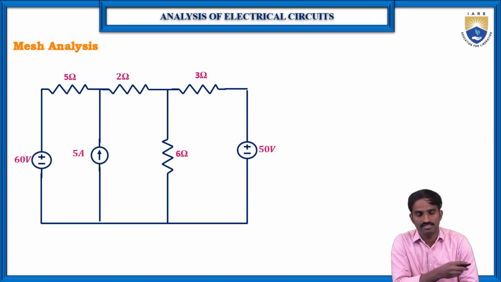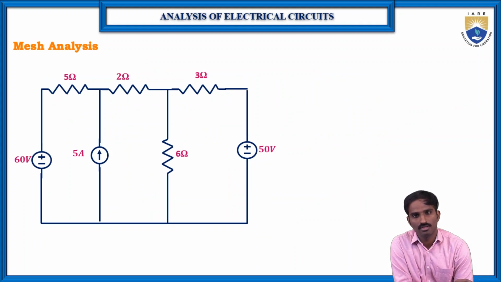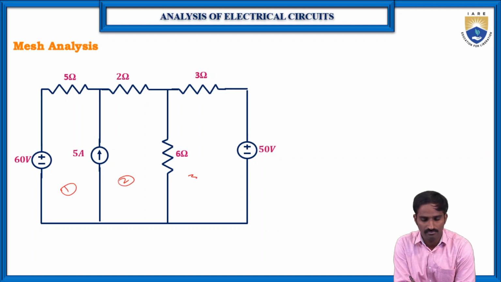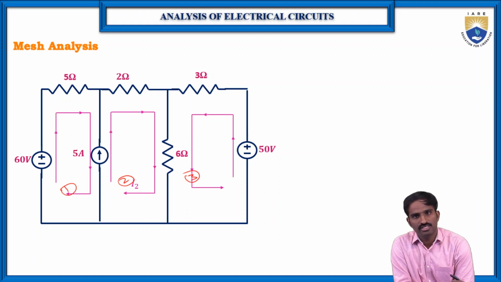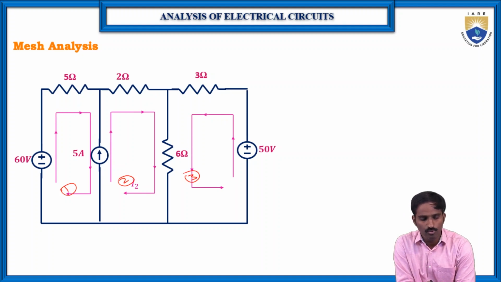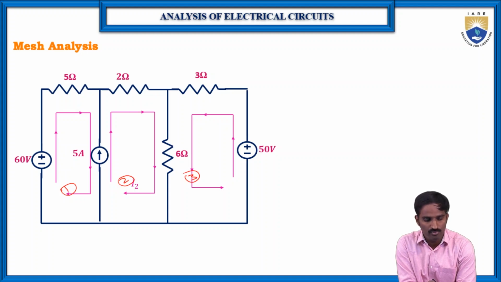Then let us consider another example. Here, as you can see, there are 3 loops: 1, 2 and 3. Then in these 3 loops, the current directions, suppose in loop 1, let us consider the current direction is based on the polarities, high polarity to low polarity. But for I2, let us consider that here the current source is there, so we are taking the same direction as the current source. But in loop 3, again based on the voltage source we can find.